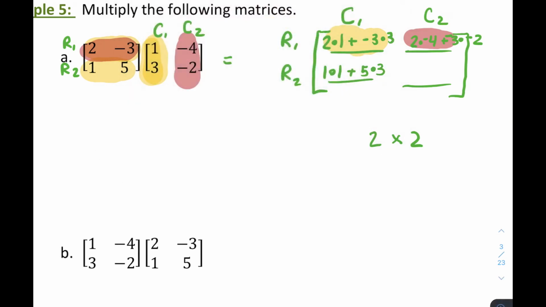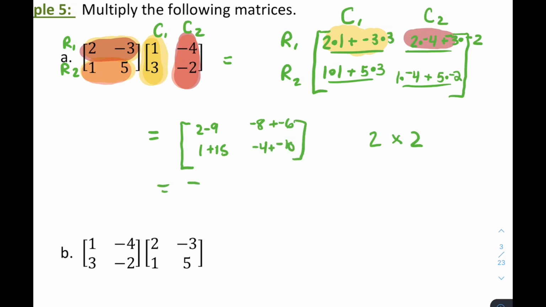And then for my last element that is in row 2 and column 2, I'm going to multiply row 2 by column 2. 1 times -4 plus 5 times -2. And then just simplifying. So you're going to end up with 2 minus 9, 1 plus 15, -8 plus -6, 4 plus -10, and then that for your final result.